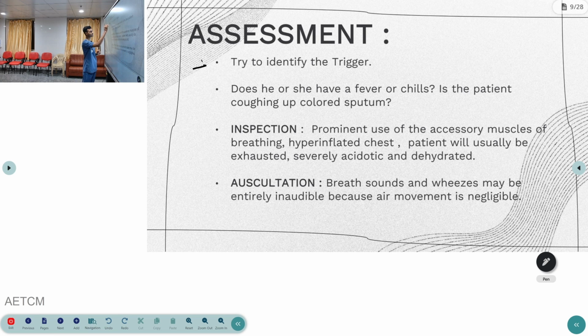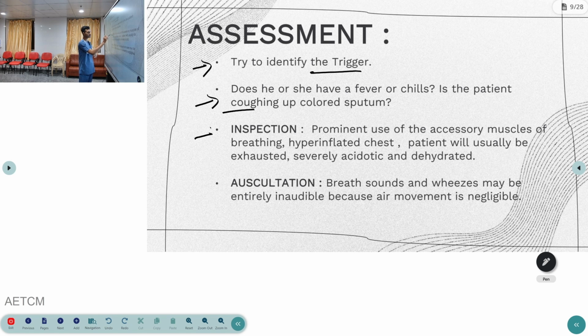So first, assessment and management. The first important step is to try to identify the trigger. Without identifying the trigger, whichever medicine you give and however aggressively you treat, that won't reverse it. So that is the most important. Second step, you have to check whether he or she has a fever or any rigors, and whether the patient is coughing up colored sputum. All that we have to assess.